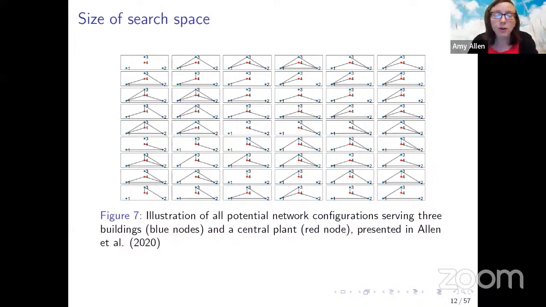And the search space grows factorially as one considers a larger number of buildings. And as one can see here, this search space includes the null case, in which no buildings are served by a district energy system, and all other potential scenarios in which some buildings have independent systems and others are served by the network, and then all potential network configurations to connect a given subset of buildings. And this just further underscores the need for an optimization approach to address this problem.